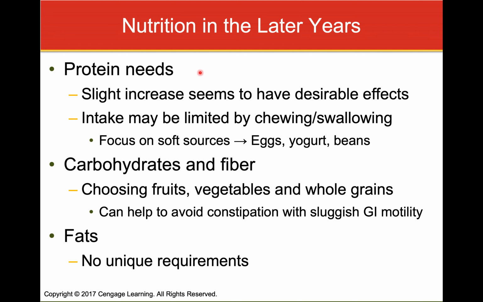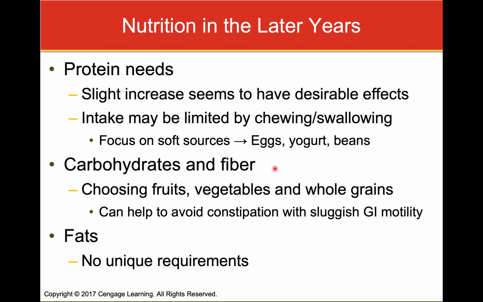Protein needs in the elderly. There's research showing that a slight increase seems to be desirable. One thing to note is that when it comes to protein, intake may be limited by chewing and swallowing. Right? With those changes in the mouth that we saw, it might not be as easy to chew things like chicken breast or steak. So it's good for the elderly to focus on soft sources like eggs, yogurt, and beans.